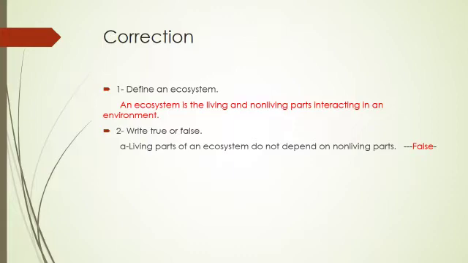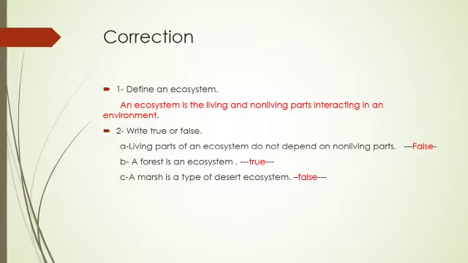Part B. A forest is an ecosystem. It is true. Very good. Part C. A marsh is a type of desert ecosystem. It is false. Very good. A marsh is a type of wetland ecosystem. What is the meaning of the word wetland? Wetland means a place full of water.